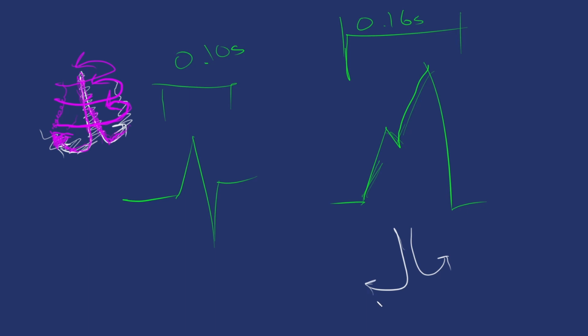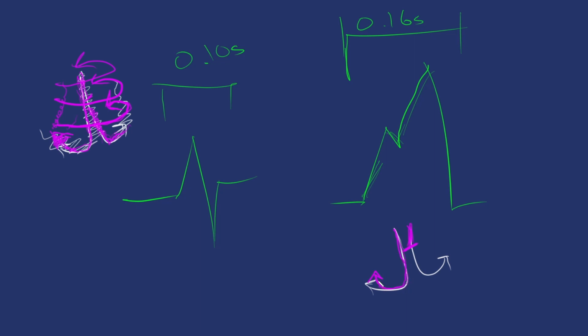They're supposed to send the signal that way. But this right one is sending it just fine. The left one at some point is blocked. Okay, maybe the tissue here has died. Maybe it's just some kind of abnormality, maybe congenital. But for whatever reason, the signal doesn't go through the left bundle branch.